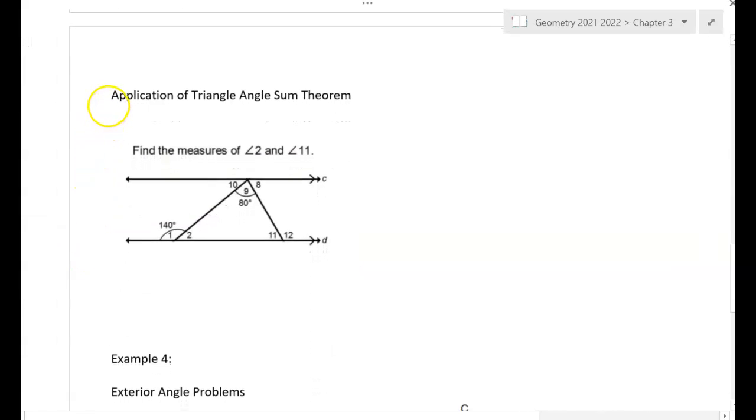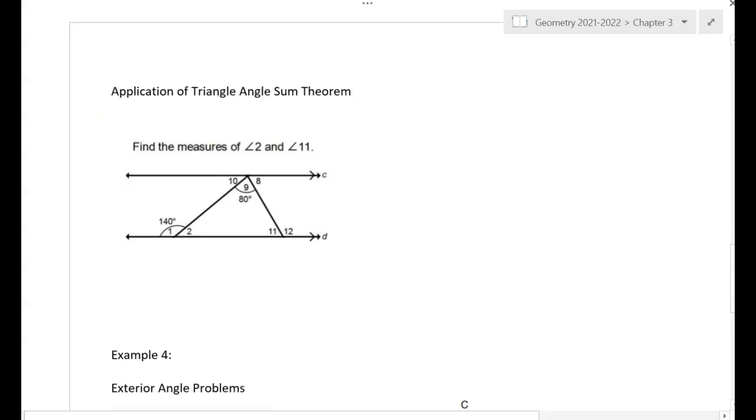Now here's an application of our Triangle Sum Theorem. And what we've done is we have put in some auxiliary lines.